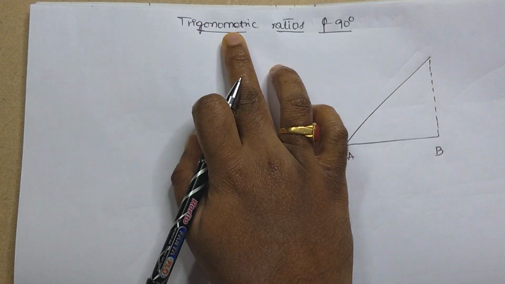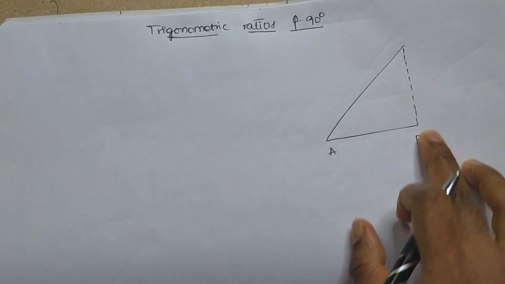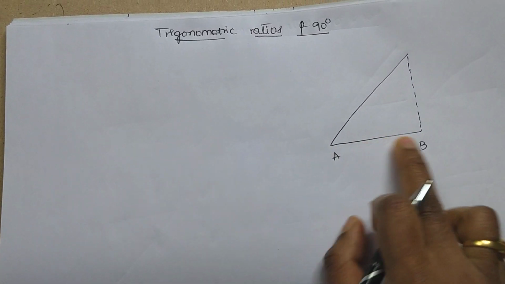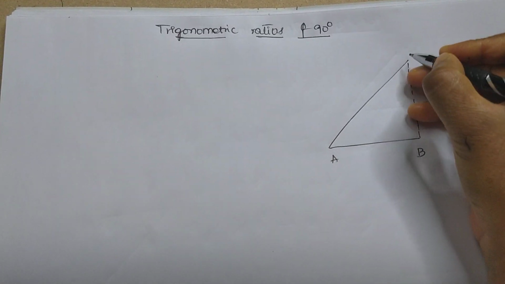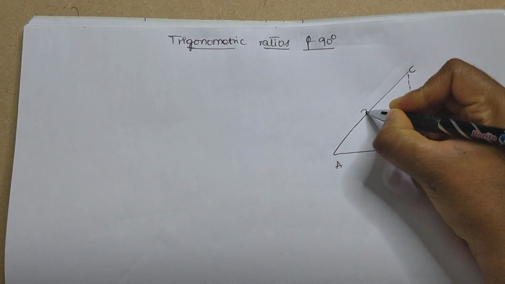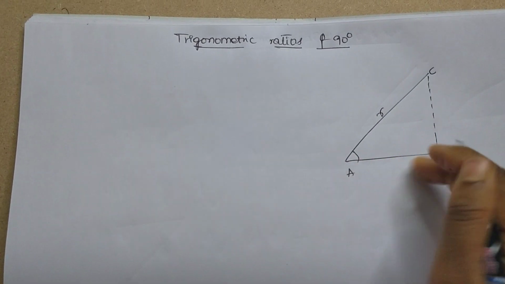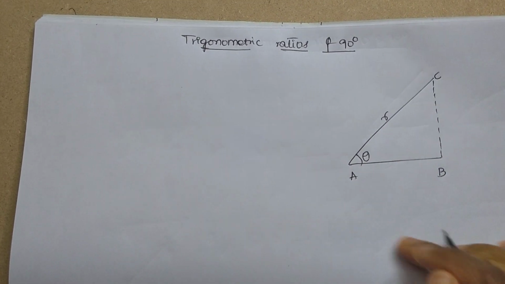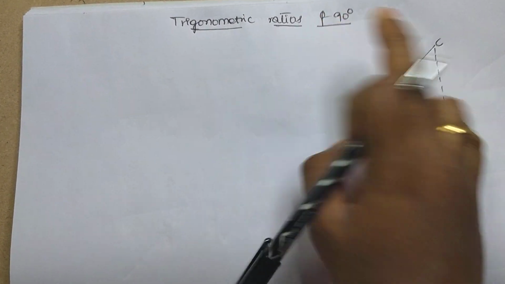So now let's see the trigonometric ratios of 90 degrees. Same concept, ladder concept. When you consider this AB as the ground, and this AC as the length of the ladder, let us consider this as R, such that this ladder makes angle theta with the base ground. Here we are going to find the ratios of 90 degrees.